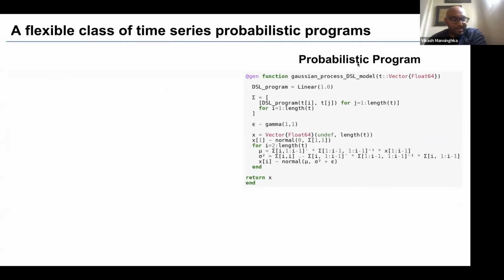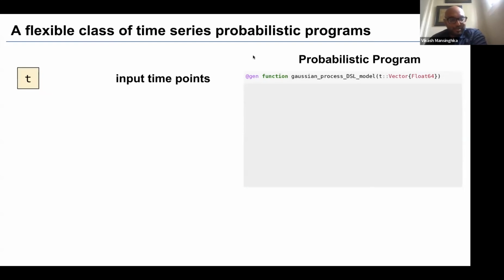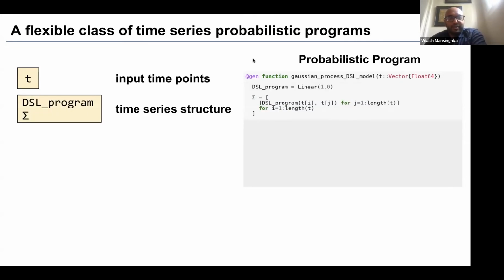So let's look at this example in a little more detail to see the parts that are tractable and the parts that aren't. What you're seeing on the right is the source code for a probabilistic program that takes as input some time points and includes a variable called DSL program here. That's just this funny expression, linear 1.0, that's going to capture the structure of the time series. And I'll say more about that in a minute. That's used to calculate a covariance matrix. So this DSL program is really just specifying the form of a covariance function for a structured compositional Gaussian process model, like you may be familiar with from work by Zoubin Ghahramani and James Lloyd and David Duvenaud and many others. It's an important class of tractable probabilistic models.